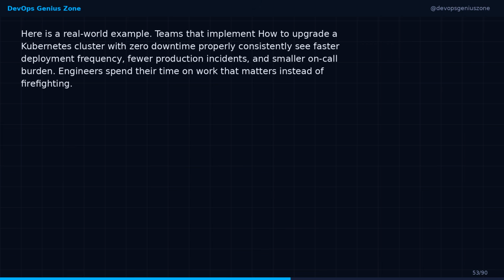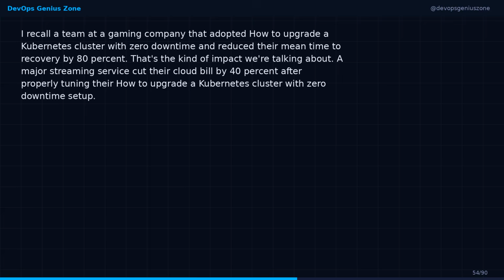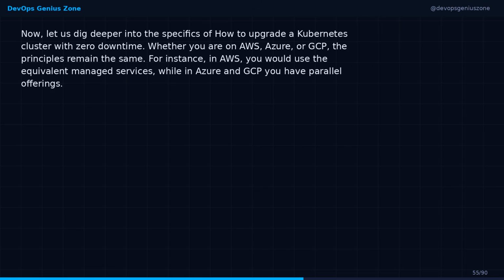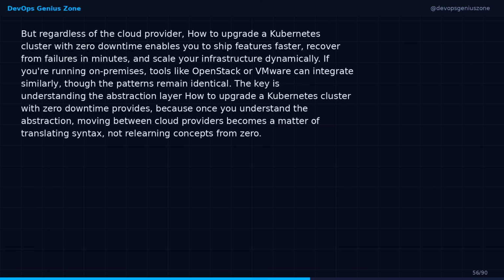Now, let us dig deeper into the specifics of how to upgrade a Kubernetes cluster with zero downtime. Whether you are on AWS, Azure, or GCP, the principles remain the same. For instance, in AWS, you would use the equivalent managed services, while in Azure and GCP you have parallel offerings. But regardless of the cloud provider, it enables you to ship features faster, recover from failures in minutes, and scale your infrastructure dynamically. If you're running on premises, tools like OpenStack or VMware can integrate similarly, though the patterns remain identical.